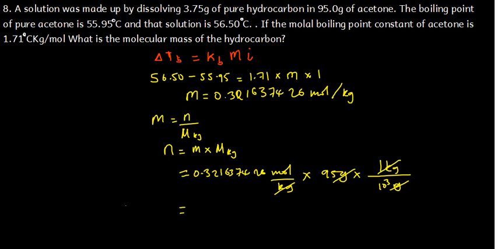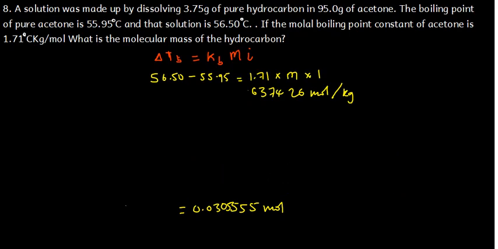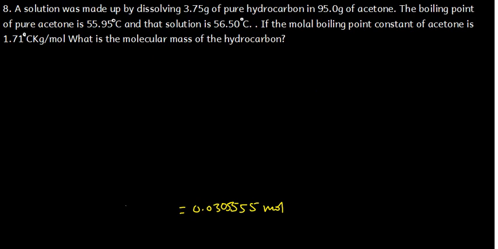That will give us 0.030555 moles. Now that we have got the number of moles which were dissolved, how do we determine the molar mass or the molecular mass? Well, we know that number of moles is mass divided by the molecular mass. And this gives us that molecular mass is simply mass divided by the number of moles.